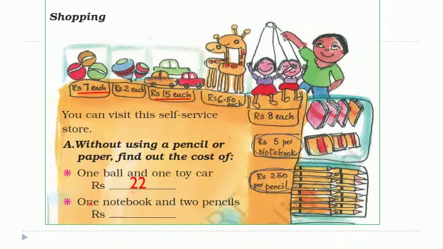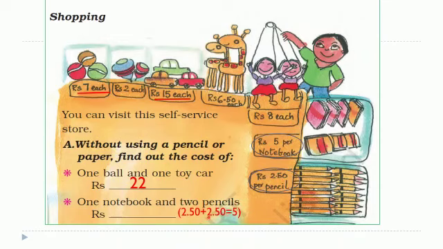Now here they have given one notebook and two pencils. Means we have to see the cost of one notebook, and the cost of one pencil we should know. So one notebook costs 5 rupees and one pencil costs 2 rupees 50 paise. But here they have given two pencils. So what you have to do? You have to add first 2 rupees and 50 paise and 2 rupees and 50 paise. So how you will add?